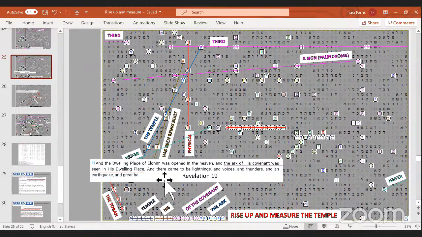So, and the dwelling place, this is what the verse says, where this plain text is at. And the dwelling place of Elohim was opened in the heavens, and the Ark of the Covenant was seen in his dwelling place. And there came to be lightnings and voices and thunders, and an earthquake and great hail. So that's what this verse right here says.